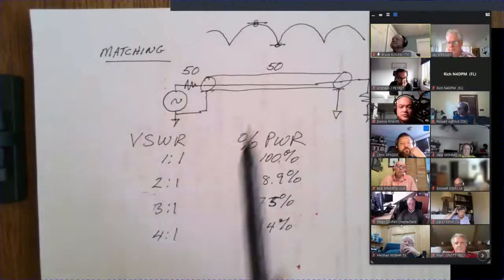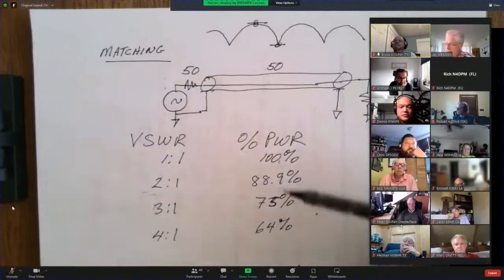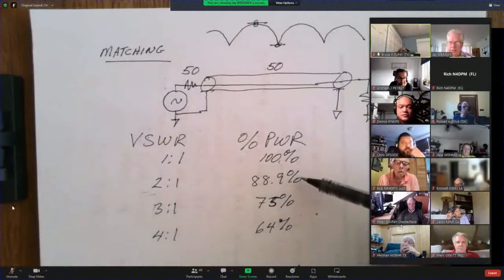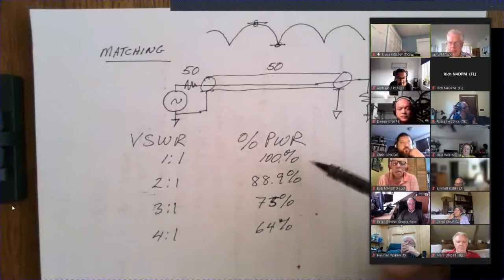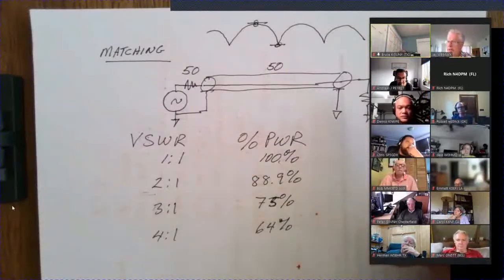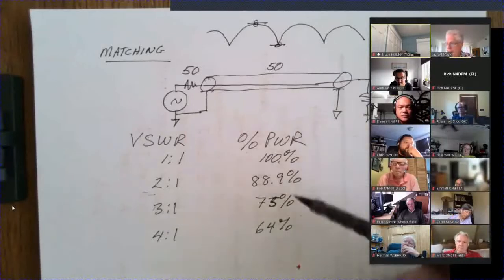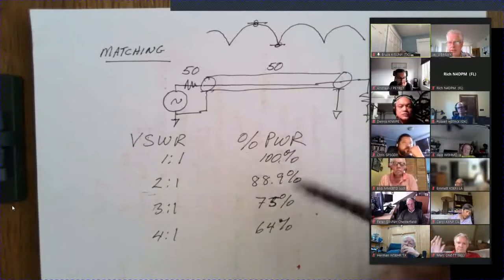This will protect your transmitter. If you must use a tuner, go ahead. But remember, if you are using a tuner with a mismatch, you are giving up power. The power to the load will not be any more than this. In fact, it'll be a little bit less.